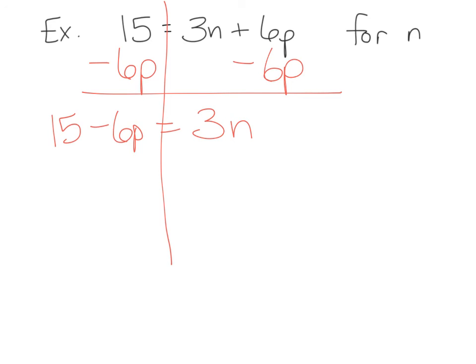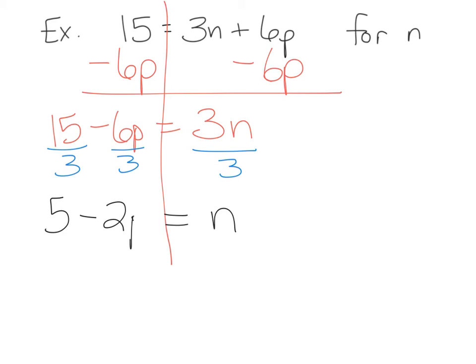Well, right now I currently have a 3 times n. So the opposite of multiplication is division. So I'm going to divide everything by 3. Now notice I'm dividing everything by 3, not just certain things. I divided both of these items by 3. And then I'm left with an n on the right side. And I can do this math. 15 divided by 3 is 5. Minus 6 divided by 3 is 2, and it has the letter p.